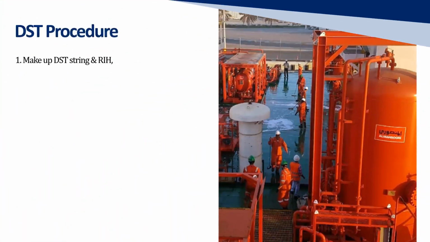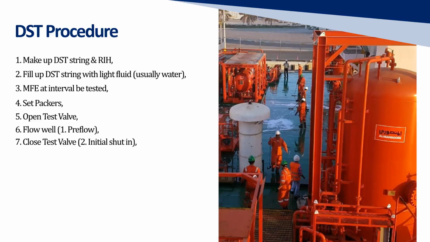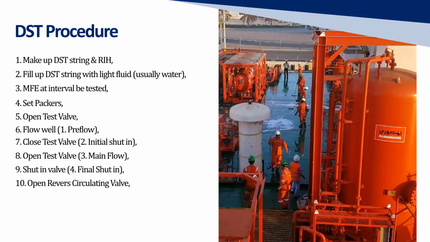DST procedure. 1. Make up DST string and RIH. 2. Fill up DST string with light fluid, usually water. 3. MFE at the interval to be tested. 4. Set packers. 5. Open test valve. 6. Flow well: pre-flow. 7. Close test valve: initial shut-in. 8. Open test valve: main flow. 9. Shut-in valve: final shut-in. 10. Open reverse circulating valve.